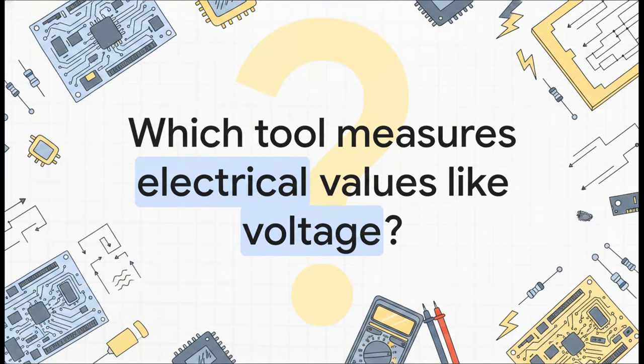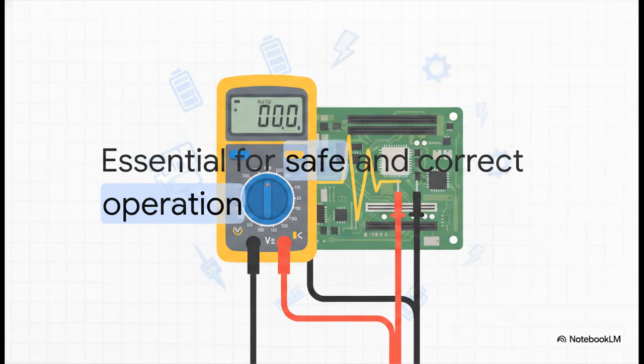All right, question number 2. Let's switch gears from programming software to servicing hardware. Which servicing tool helps measure electrical values like voltage or resistance? And the answer is the multimeter. As we saw in our Wi-Fi outage scenario, this hardware tool is absolutely essential for safe operation.